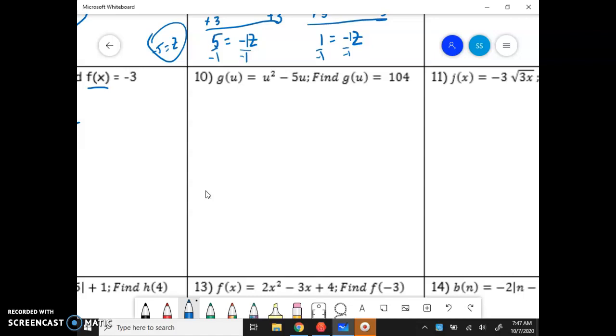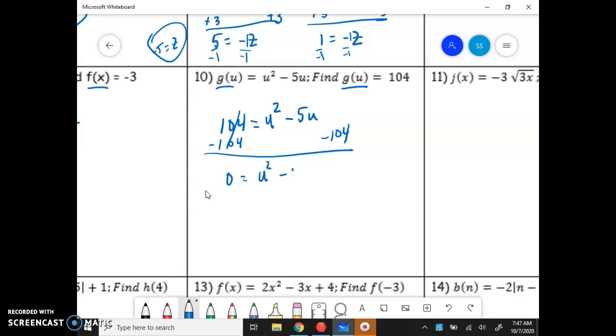So we've got the g of u is equal to 104, right? So these are identical, so we're going to substitute that out. You get u squared minus 5u. First thing you need to do is subtract 104 from both sides, and so you're left with 0 is equal to u squared minus 5u minus 104.